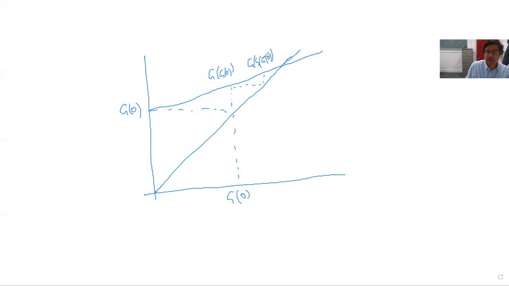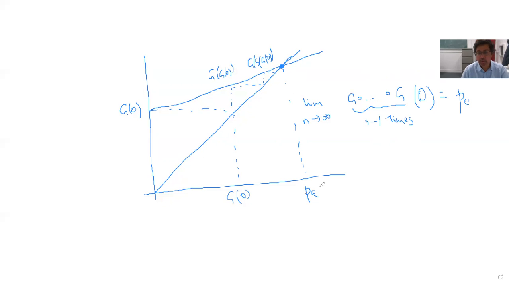And you can see that as you keep doing this repeatedly, you're going to come to the point where the line and the curve meet. So the limit as n goes to infinity of g composed n times, g of g of ... of 0, is going to take you to PE, the point where the line and the curve meet. So that's just a proof by picture of the theorem. There's a more formal proof in the notes, which I'm not going to go into. Good, so that's why it converges to this.